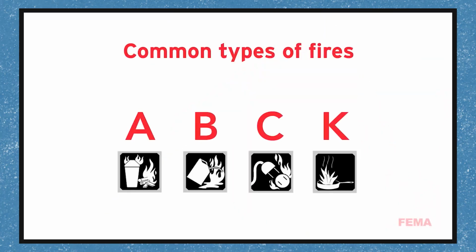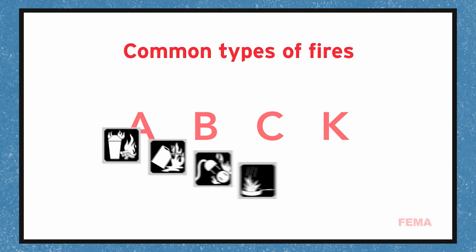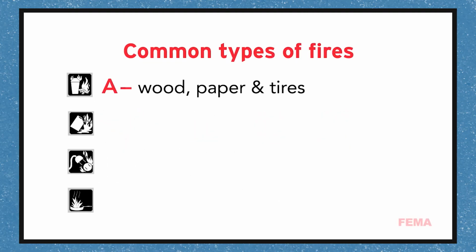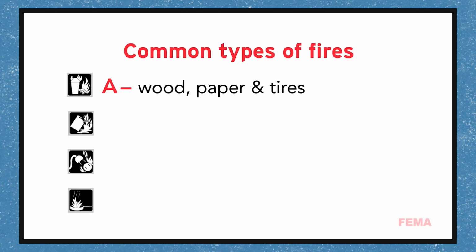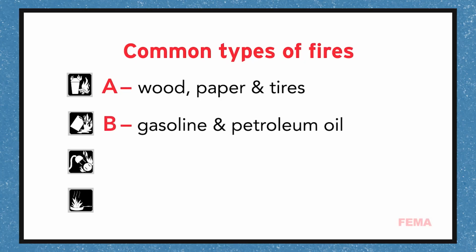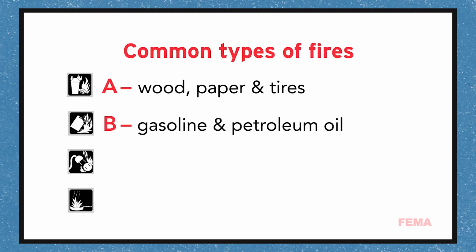Most common classes of fires are A, B, C, and K. Class A fires involve common combustibles like wood, paper, and tires. Class B fires involve flammable liquids like gasoline and petroleum oil.